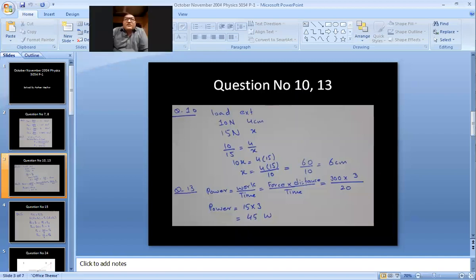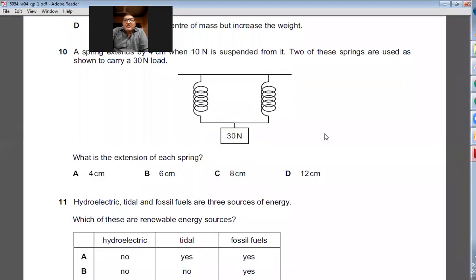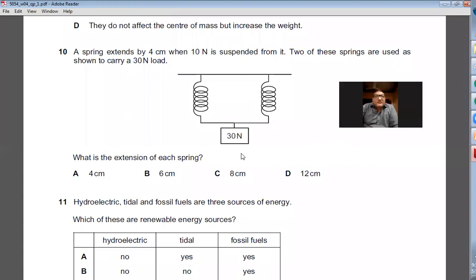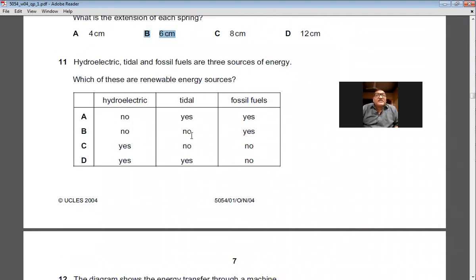So let's check what the marking scheme has to say. Okay, so 6 centimeter. So we think that is B choice. This is question number 10. B is the right choice.